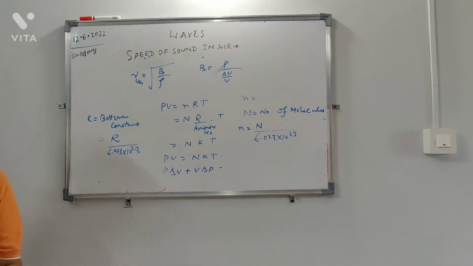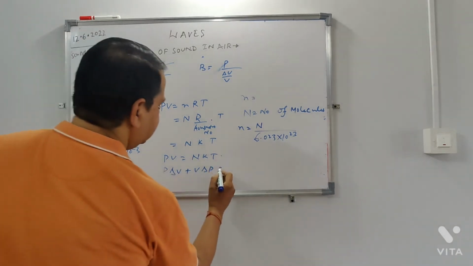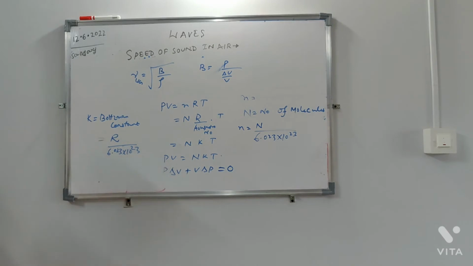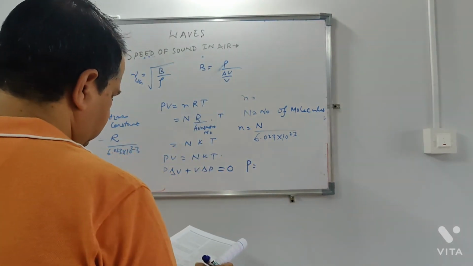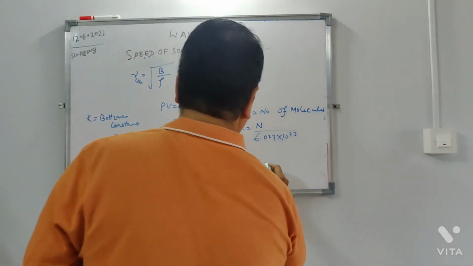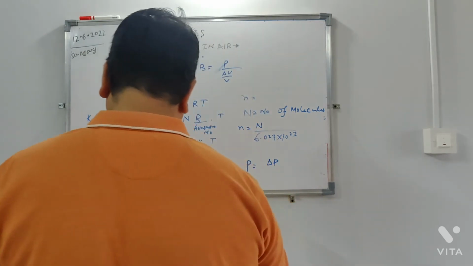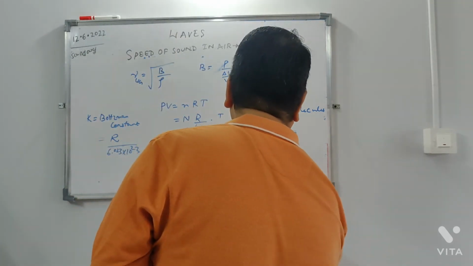When the molecule is traveling in air, there will be variation of pressure and volume. So this equation can be written as P delta V plus V delta P. Then because this is a constant, its derivative will be 0. So if this is 0, the pressure can be written as minus delta P divided by delta V by V.